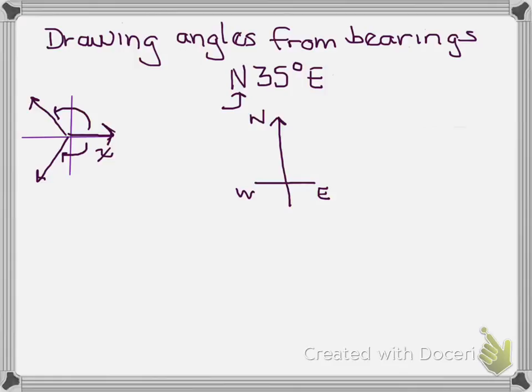So now I have my north-facing arrow, and I'm going to draw an angle relative to that arrow. So using my north-facing arrow, I am going to rotate a terminal side 35 degrees in the direction of east to create a 35-degree angle. So I've just created an angle given that my position is north 35 degrees east.